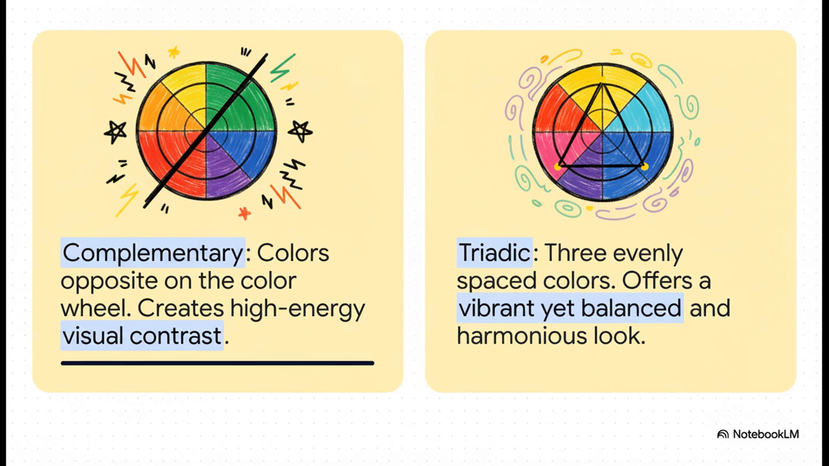And right here, you can see just how much variety this gives you. Over on the left, you've got a complementary scheme. This one gives you super high energy contrast by pairing colors that are total opposites on the wheel. Then, on the right, you have a triadic scheme, which offers a more balanced but still really vibrant palette. Basically, you get options for whatever mood you're trying to create.